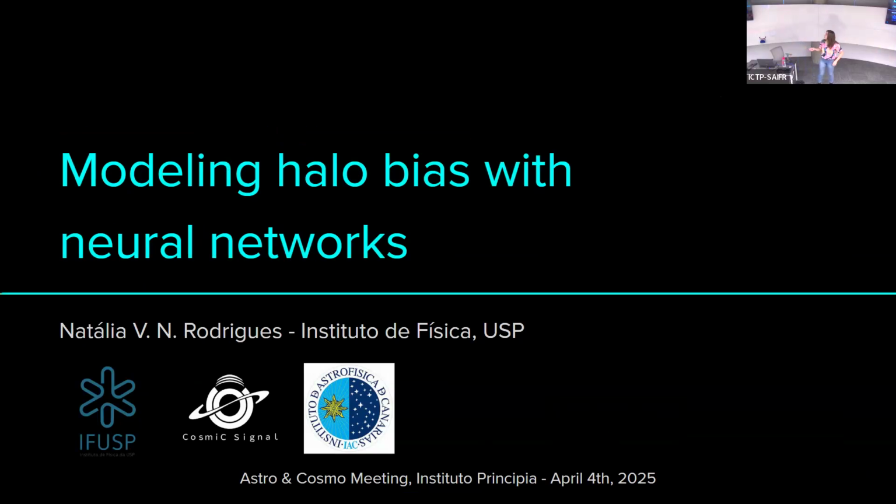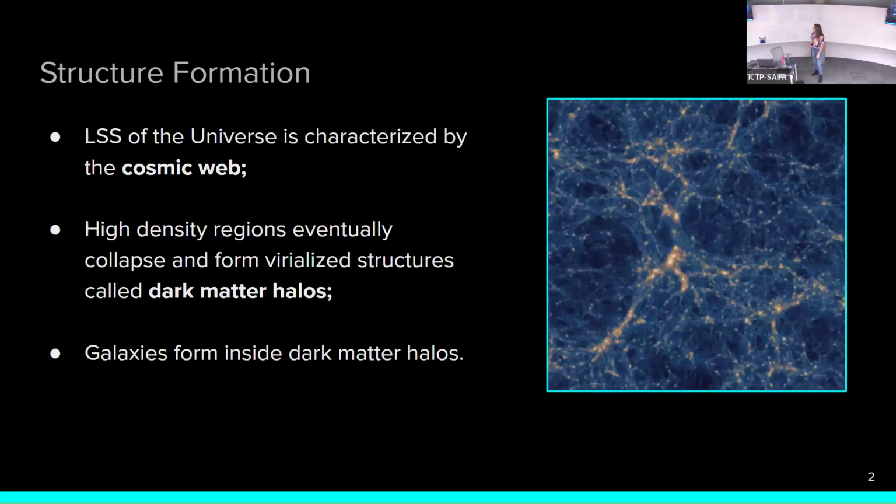Okay, so this work that I'm going to present today, I've been doing in collaboration with people from the Institute of the Canary Islands, which is the Institute for Astrophysics in the Canary Islands, the place where I did my internship abroad. The idea is to study and model halo bias using a neural network. So let me start by giving some context.